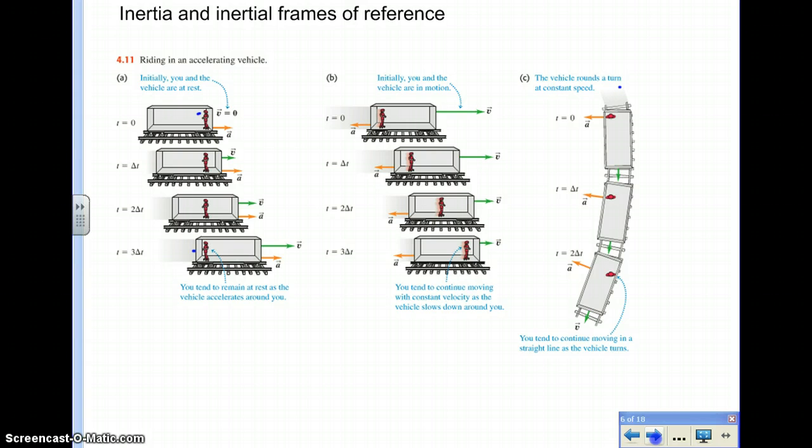And then finally, in C, the person might appear to be moving left or right with respect to the boxcar, when in fact the boxcar is actually turning. It's actually changing direction. Any of these things could be the effects of an inertial frame of reference, and you need to be aware of that.